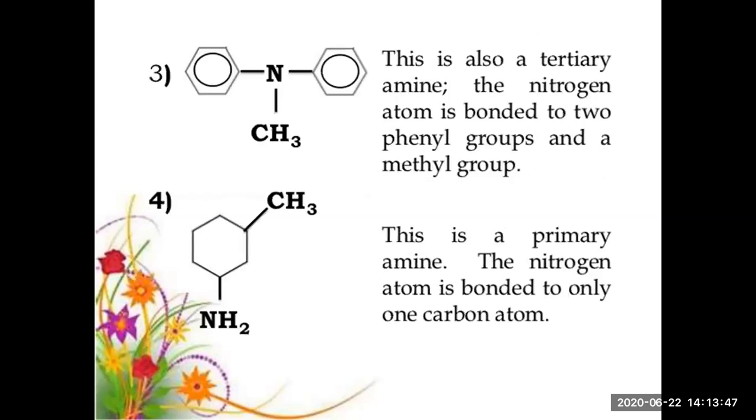Next, this is also a tertiary amine. The nitrogen atom is bonded to two phenyl groups and a methyl group. This is the primary amine. The nitrogen atom is bonded to only one carbon atom, so only one carbon, and then two, and three, and so on. These are basically classified by the carbon groups, because carbon and hydrogen are the basic elements of all organic compounds.